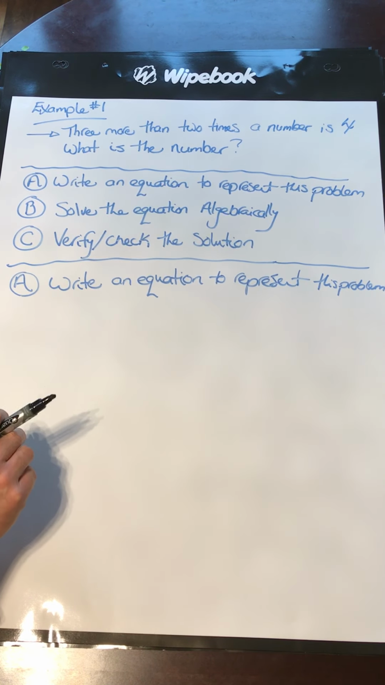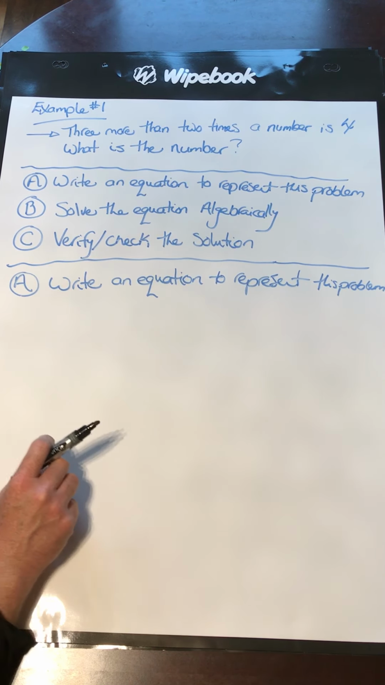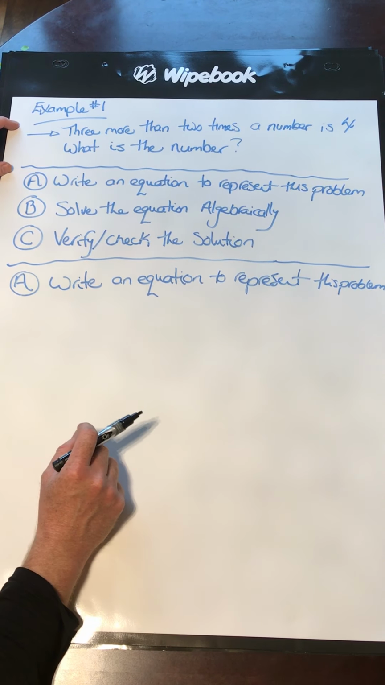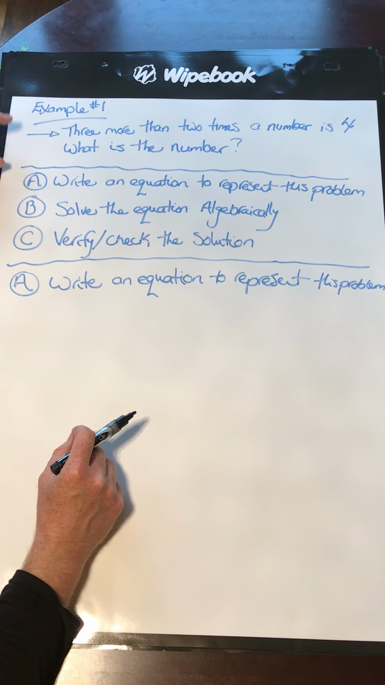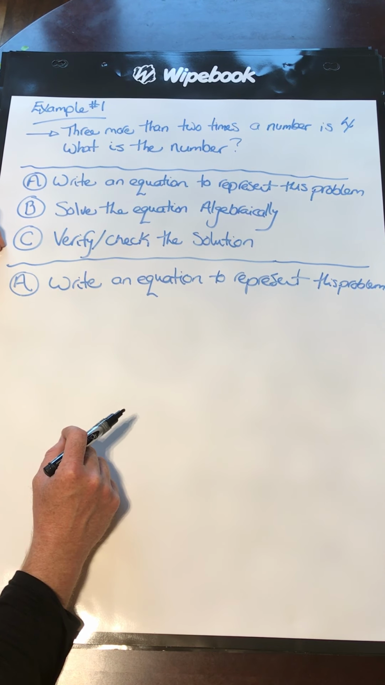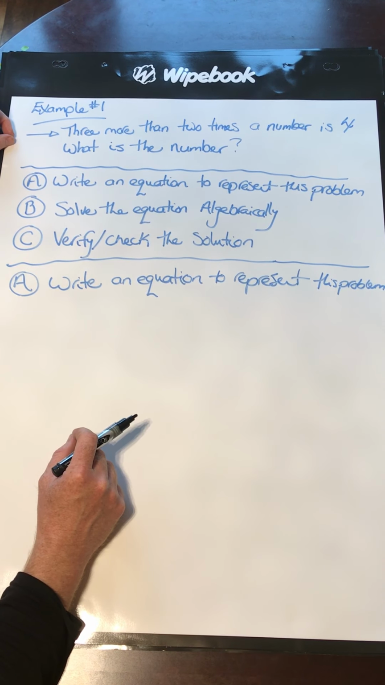So let's do some examples. In example 1, we have a problem. 3 more than 2 times a number is 4. What is the number? So we want to write an equation to represent this problem. We want to solve the equation algebraically, and we want to verify and check the solution. So we have this problem here, and there's some keywords in this problem that we want to focus on so that we can write an equation.